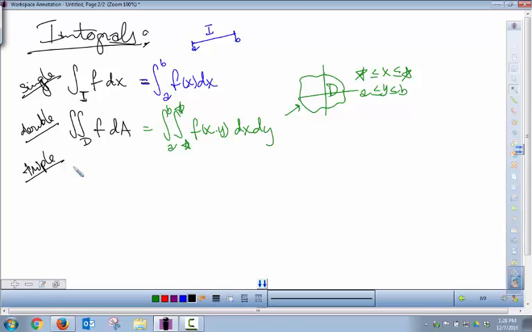So our third integral is over a solid with a volume element. And this is going to equal, well, the volume element is something in 3 dimensions. And then we have to be able to describe this with 3 variables, x, y, and z.